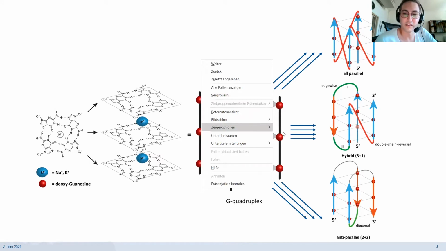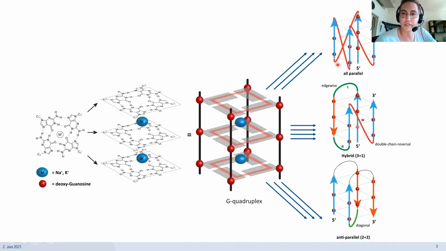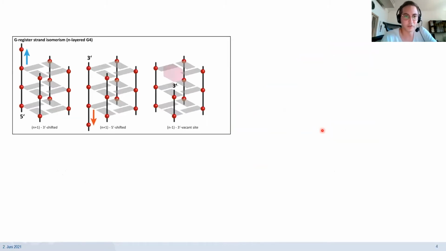I'm going to show you with a pointer the relative strand orientation, and also the resulting interconnecting loops. But in addition to this polymorphism, there are also non-conventional types of quadruplex polymorphism. One of these features is G-register strand isomerism, which has recently been outlined by Tony Mittermeier and his group. This arises if you have a G-rich strand, and there you can shift one of the G strands relative to the quadruplex core, and you end up in different structures which can be characterized as G-register shifted conformations.